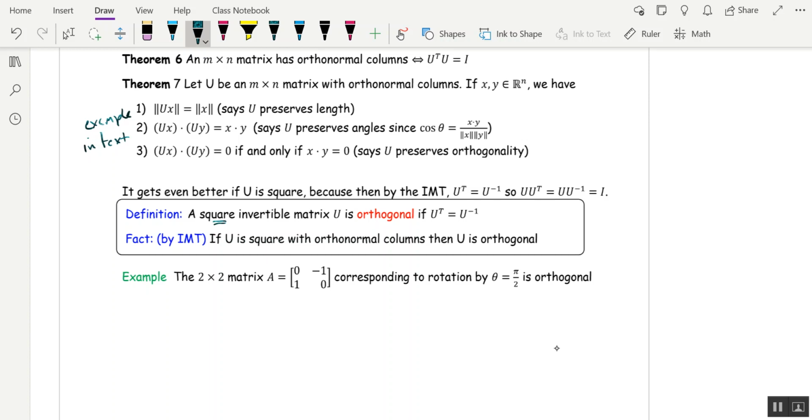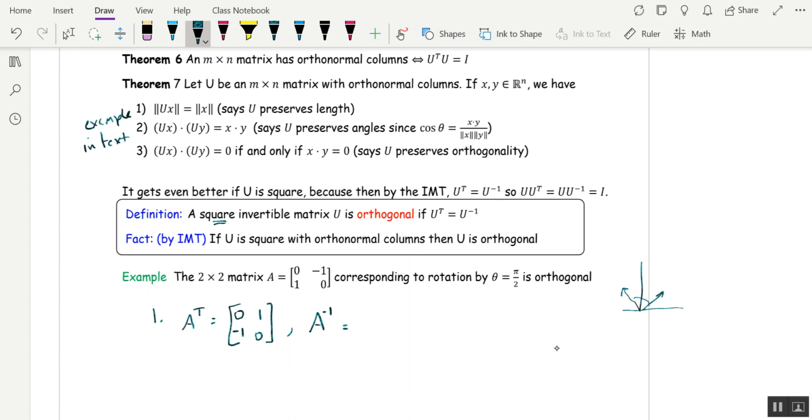So here's an example. This matrix A is the matrix corresponding to a counterclockwise rotation by pi over 2 radians. So this matrix will just take a vector and it'll rotate it 90 degrees. So let's just see if it's an orthogonal matrix. So let's use the definition. A transpose is equal to, take the rows and turn them into the columns. There's A transpose.